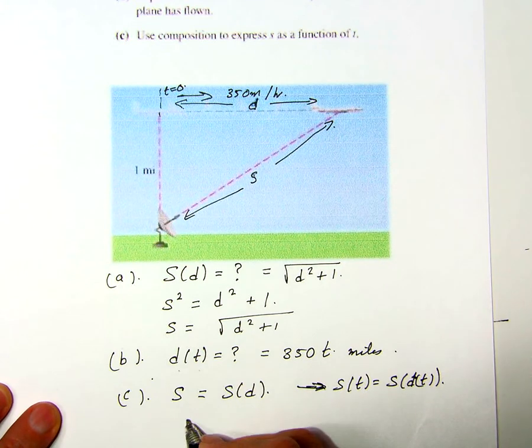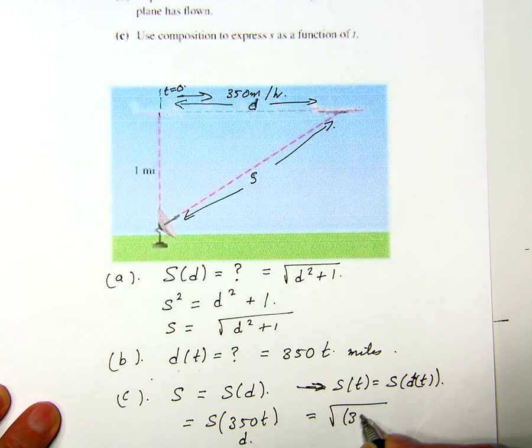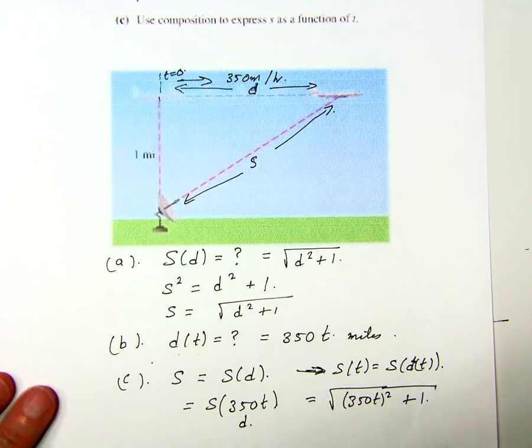And so this is equal to s of our expression for d of t, which is 350t. This is d. And this is equal to the square root of d squared, so it's that, plus 1. And now we can tell how s is changing as time changes.